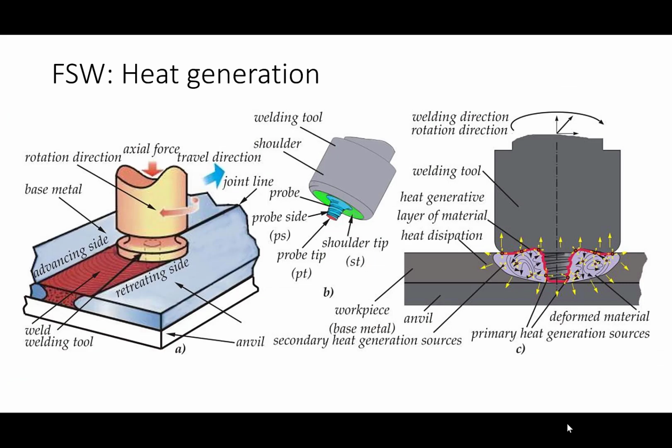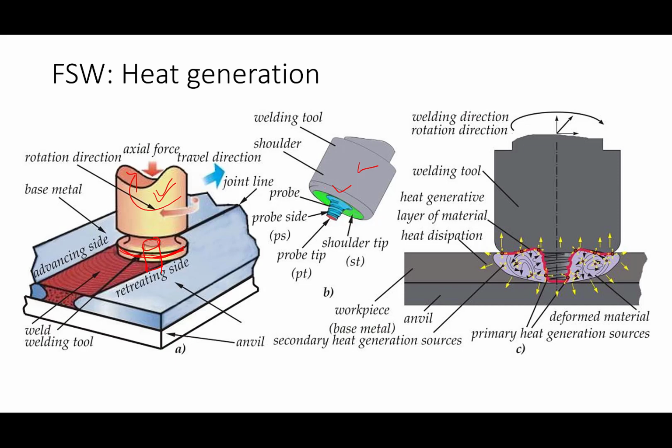In FSW, basically it is about the heat generation and the deformation. These are the two things. So I was telling, this is the tool. The tool is a rotating tool which has one shoulder here. So this is the shoulder, and in between you have one pin like this, right? So this is the welding tool, shoulder and pin.